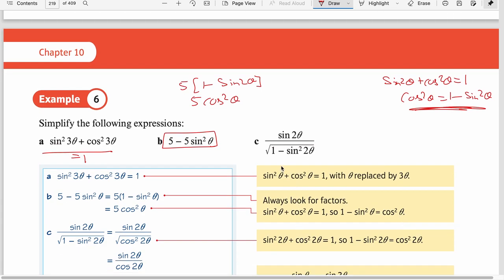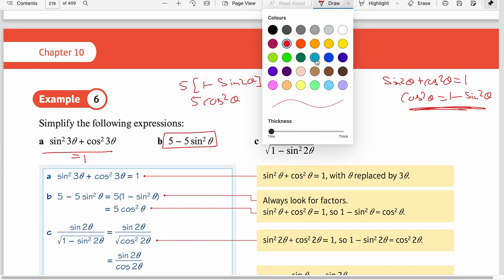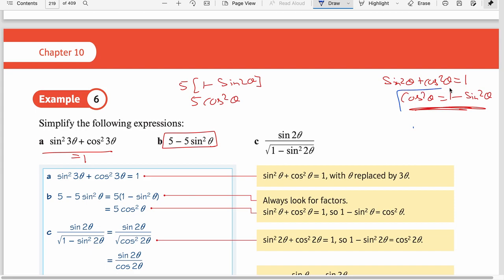Now look at the C part. It is 1 minus sin square, we just use this. So I'm directly replacing it with cos square theta. 1 minus sin square is cos square. So sine of 2 theta divided by square root of cos square 2 theta.